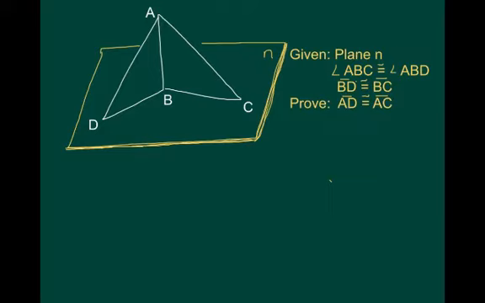It's the yellow plane that the 2 triangles are standing up on. There is the plane of triangle ABD, which is intersecting the plane of triangle ABC. So the 2 triangles are kind of standing up on plane N, leaning against each other so that they share a side, AB. And they want us to prove that AD is congruent to AC. So why don't you pause the video and try to do that.